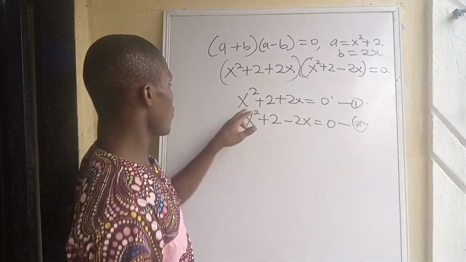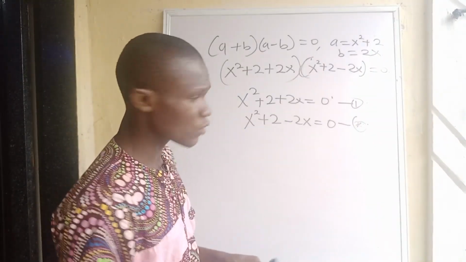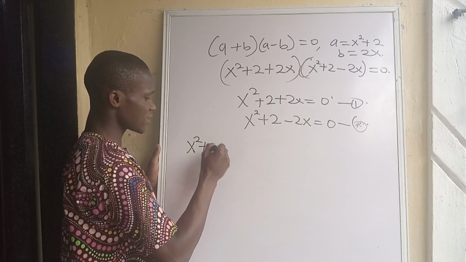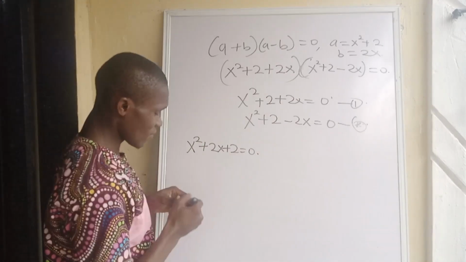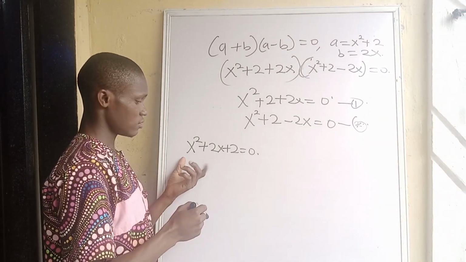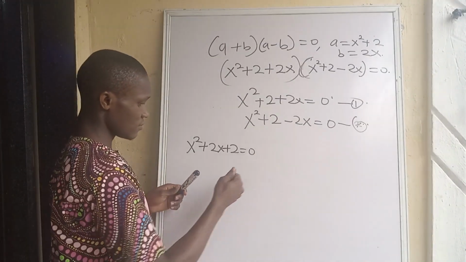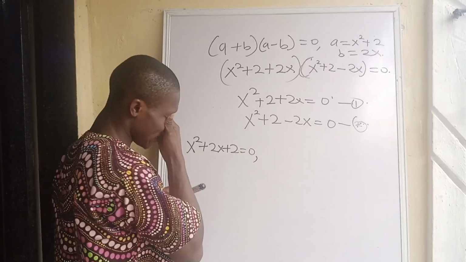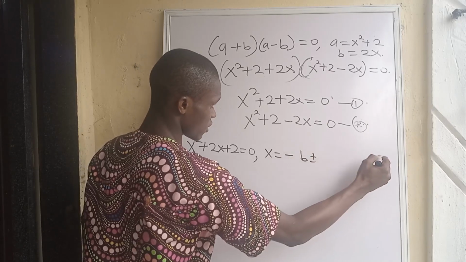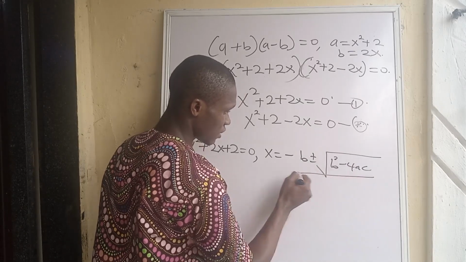Okay, let's work with equation 1 first. Seeing this, x to the power of 2 plus 2x equals 0 is in the form of a quadratic equation, and I can write this again as x to the power of 2 plus 2x plus 2 equals 0. So having this, what am I going to apply in order to solve this? I'm going to apply the formula method, which says x is equal to minus b plus or minus the square root of b squared minus 4ac over 2a.